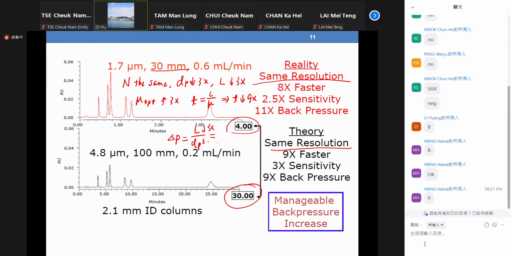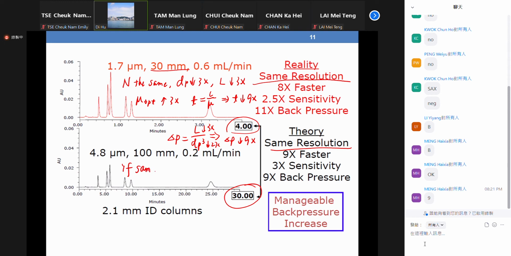decreased by how many times? This one decreased by 27 times. So that's why dp decreased by just 9 times, right? Then for the sensitivity here, if it's the constant one, because now we are using the constant n, right? So n is constant.